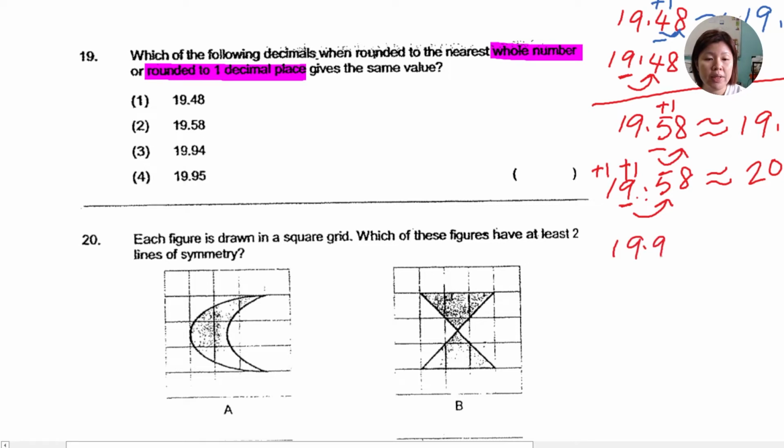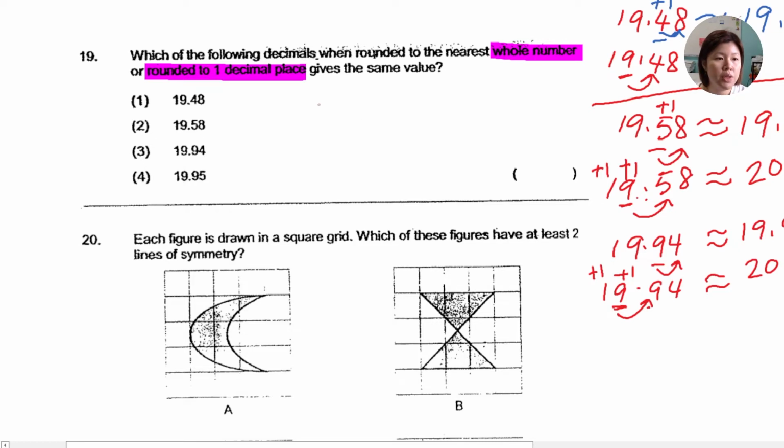Next one is 19.94. One decimal place. One decimal place is here. I see the neighbor is 4 is less than 5, so remain unchanged. 19.9. And whole number, and I see the neighbor plus 1. Again plus 1 because it's 10, so you have 20.